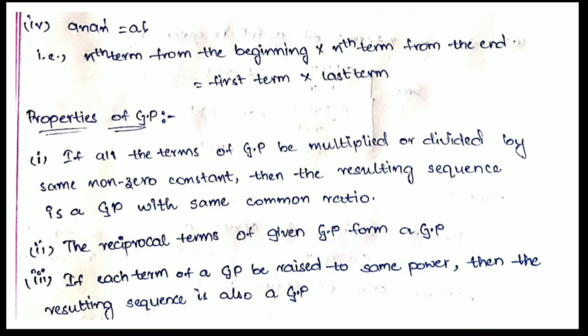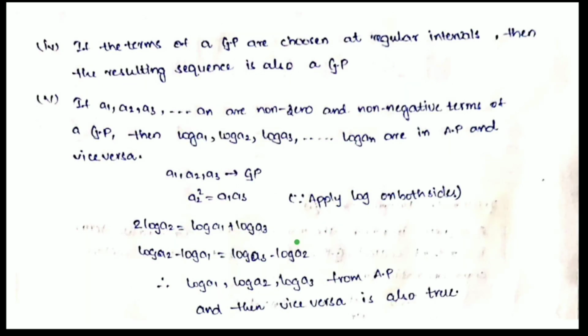But we should know one thing. Whichever power we raise the sequence to, the common ratio is also raised to the same power. That is, if we raise to square, the common ratio becomes R square, when the original common ratio is R. That's the point we need to remember here.